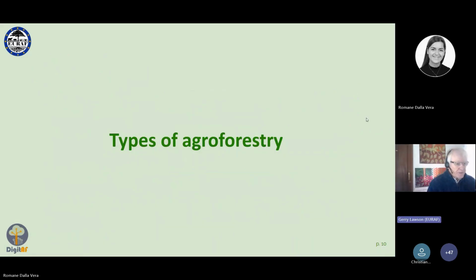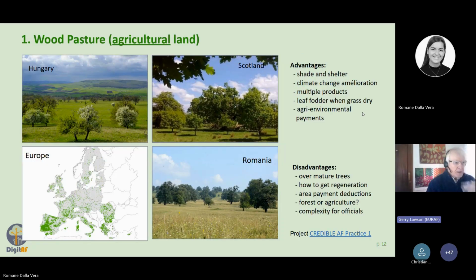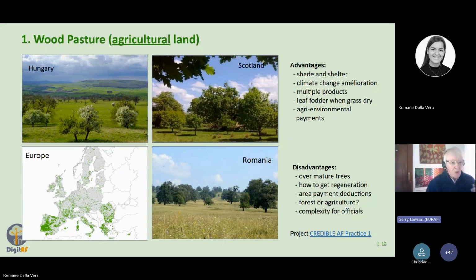So therefore, I showed on the previous slide that we're looking at 8 different types of agroforestry. You can see them in the second column. So wood pasture, alley cropping, food forests. Next slide, we'll give examples of those. Next slide. So wood pasture number 1, the difference, okay, stay there. The thing about wood pasture is that it's on agricultural land. Where we're talking about forest land, we would tend to call it forest grazing, and that would be type number 9. The moment I'm just talking about agricultural land.